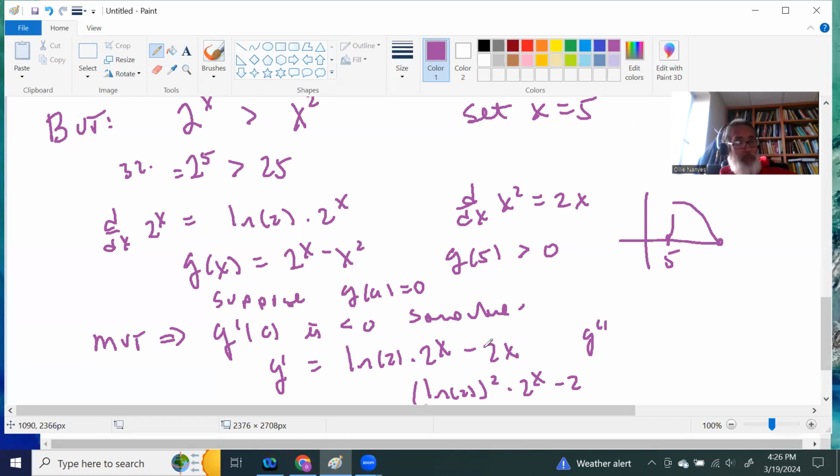So the calculus proof that this function is bigger than this one is not bad at all. You don't really need induction, but the point of doing this is to do it without calculus.